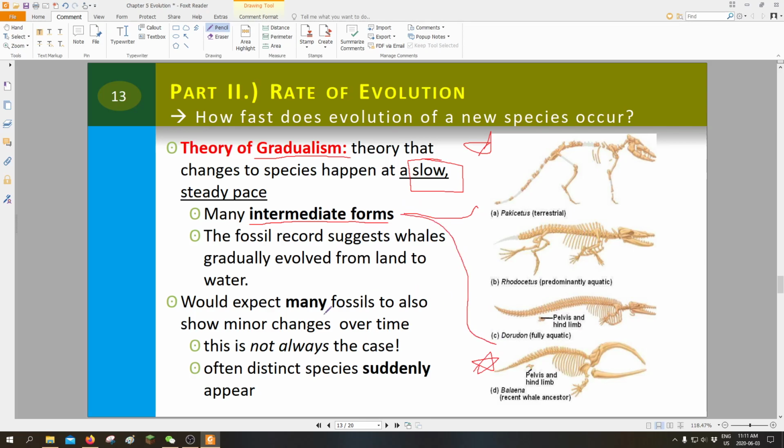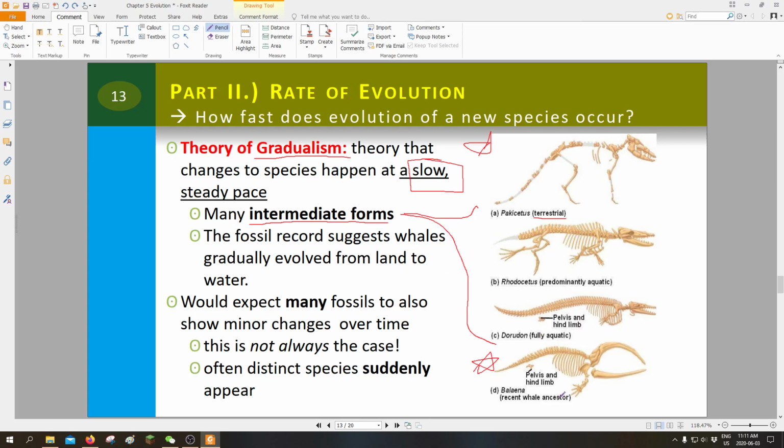And the fossil record actually suggests that whales did gradually evolve from land animals, which is what the word terrestrial means, land, okay, to water or aquatic organisms. So let's take a look at this. What does this picture tell us?